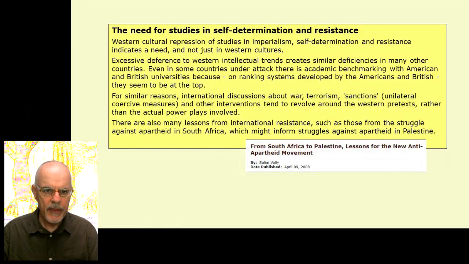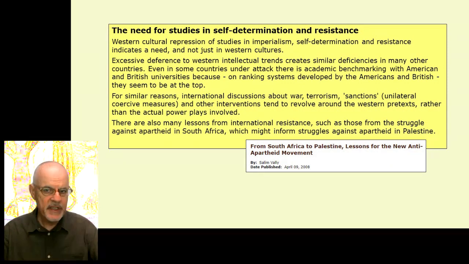So that example, I think, illustrates the need for greater study of resistance in face of the type of oppression that occurs, particularly in Western countries. Western cultural repression of studies generally in imperialism, self-determination, and resistance indicate a need, and not just a need in Western cultures. There is excessive deference to Western intellectual trends in many other countries, which creates similar deficiencies.